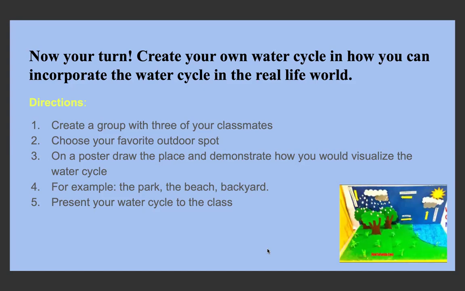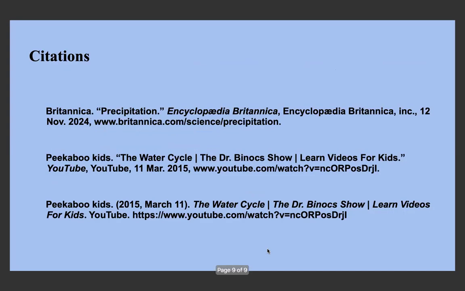For our directions, I want you to create a mini group with three or four of your classmates. Choose your favorite outdoor spot, like I said, for example the park, the beach, or the backyard, anywhere. And on a poster, draw the place that demonstrates how you would visualize the water cycle. And lastly, I would like you to present your project of the water cycle to the class.